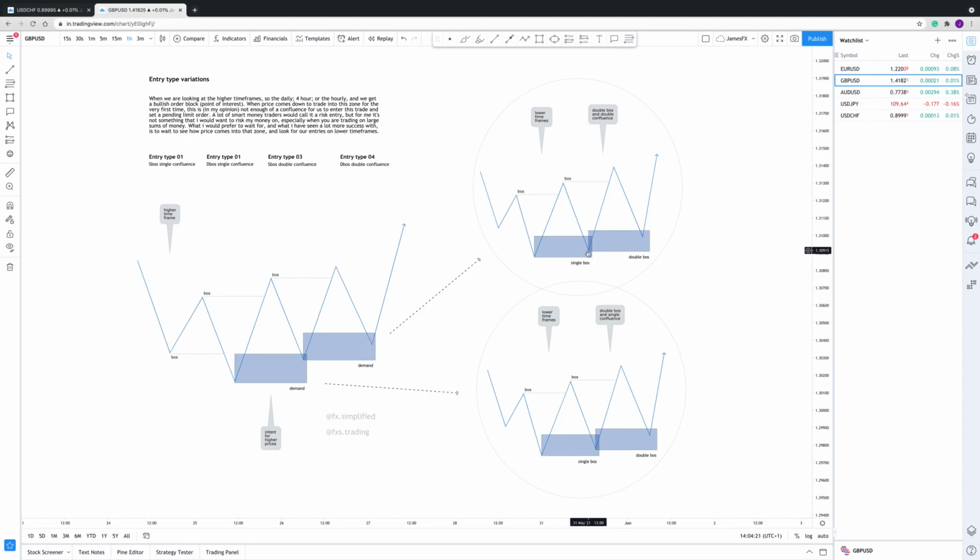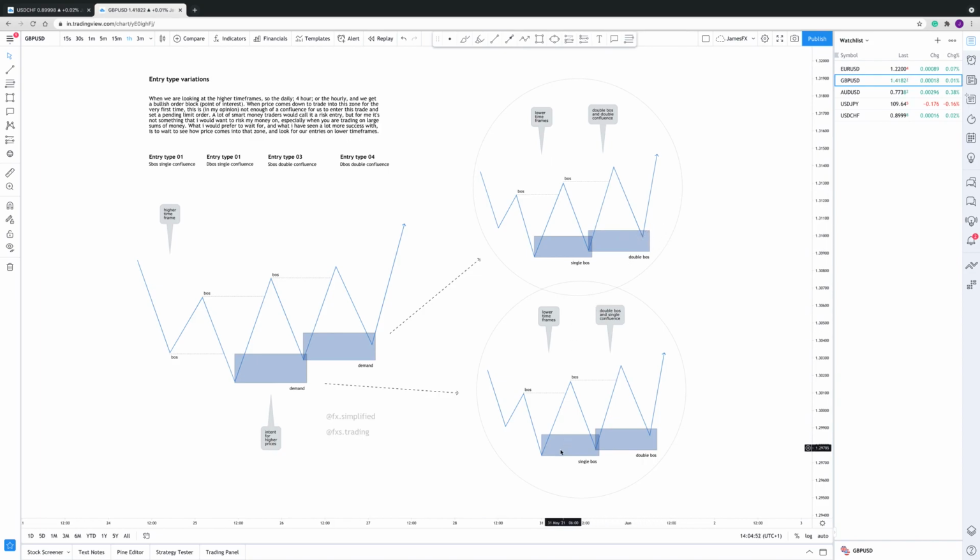Okay, now entry type 4 is, I'm sure you get it by now, but we want to wait for a double break in structure. As you can see, one break, pull back, second break, double break of structure, and double confluence as we're trading at this second demand. Okay, so this is taking it to the extreme and waiting for a lot of confirmation. But if you're waiting for this, then you're going to get involved in some great trades, but you won't always get involved in the trade.